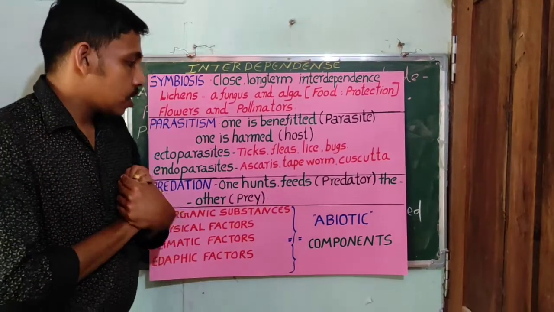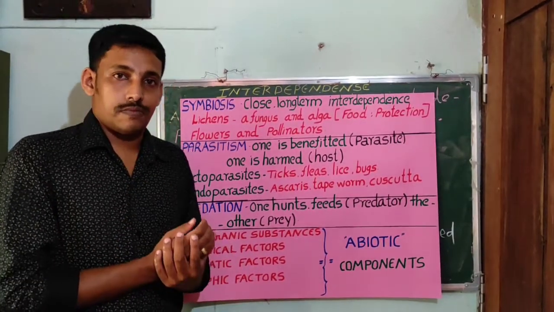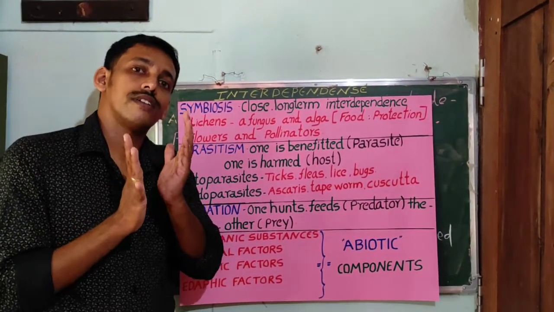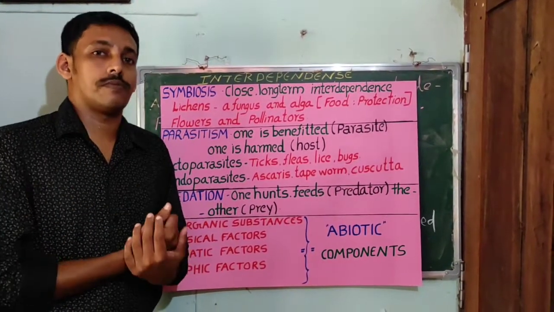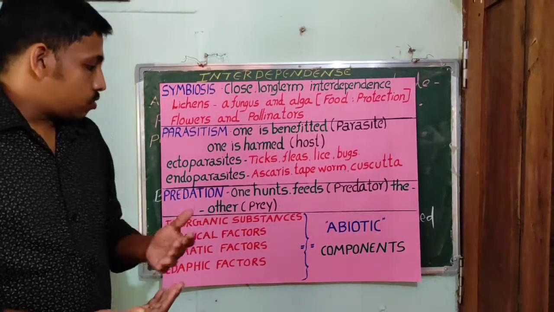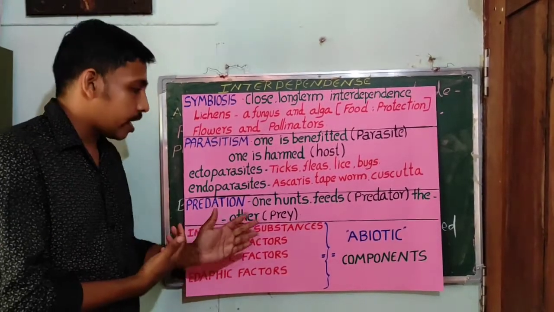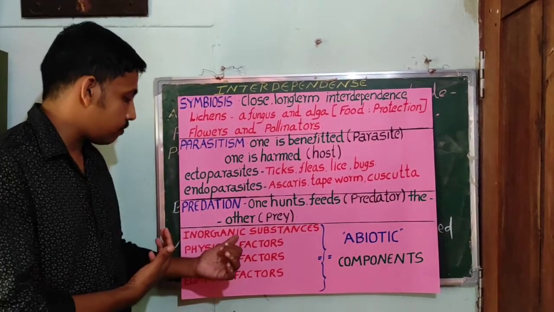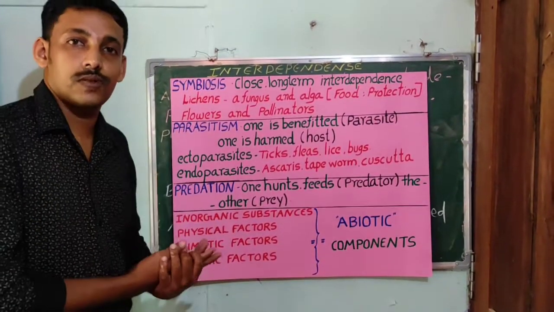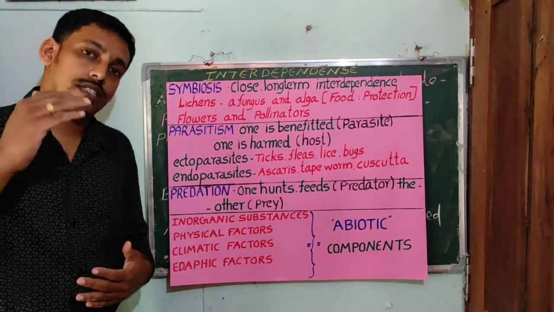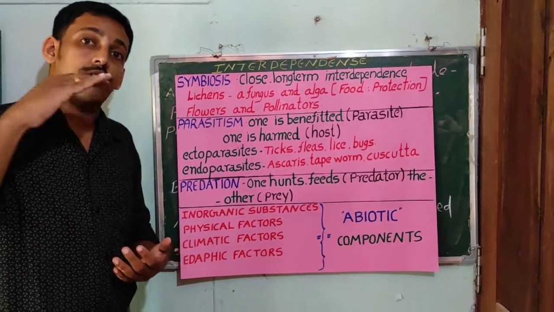So the abiotic components of the ecosystem, that means the non-living components. These non-living components of the ecosystem can be classified into these types. There are inorganic substances, physical factors, climatic factors and edaphic factors. So these are the classification of the abiotic components, or the non-living components, of the ecosystem.